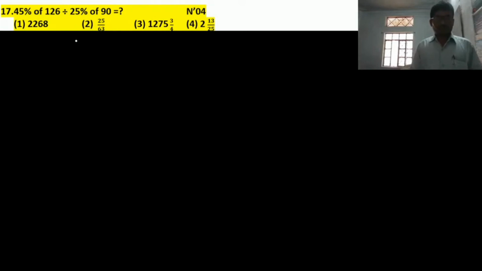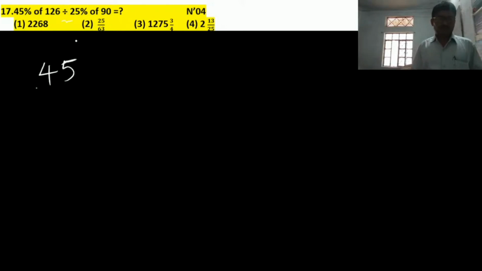PPT 16, question numbers 17 to 20. First, question 17. 45% of 125 divided by 25% of 190 is equal to. Children, you have to correct this in your textbook. Here you have plus, but you have to write divided by. Okay, children?